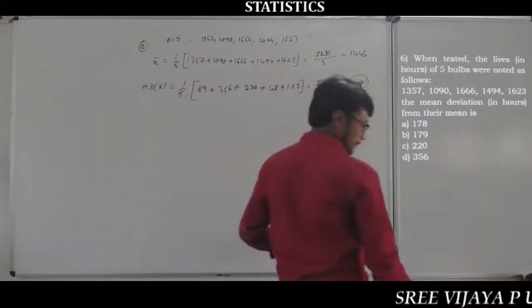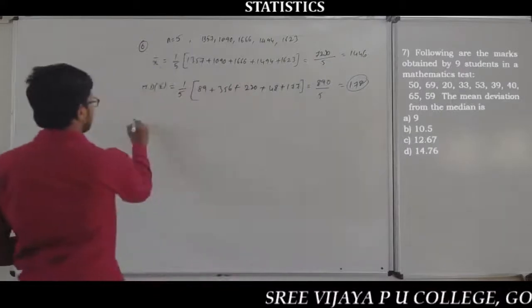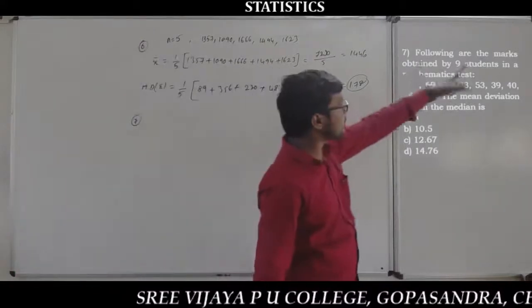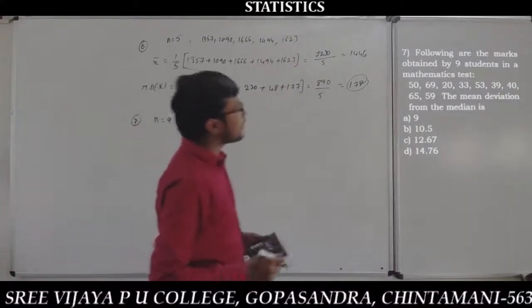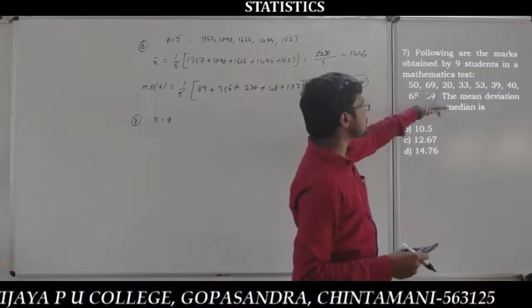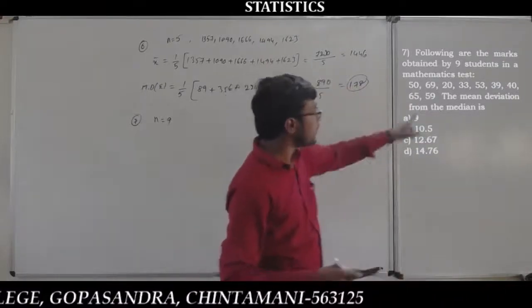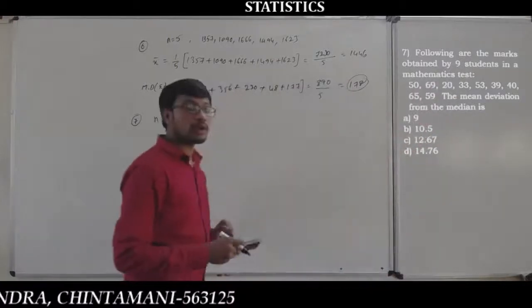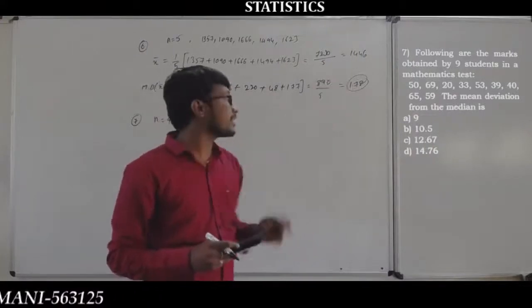Next one. The 7th question. Following are the marks obtained by 9 students in a mathematics test, that is, the number of students is 9: 50, 69, 20, 33, 53, 39, 40, 65, 59. Find the mean deviation from the median. So you are finding the median, right? First of all, we arrange the observations in ascending order.